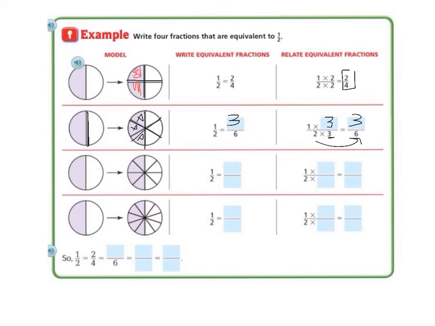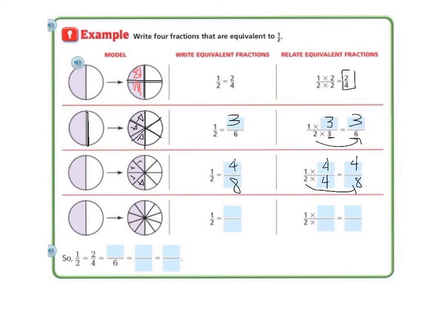Let's try this again with eighths. So I have 1/2 on the left and eighths on the right. I have 1, 2, 3, 4. 4/8. 1/2 is equal to 4/8. Let's find out what we multiplied by to get 4/8. In order to get from 2 to 8, 2 times 4 is 8. And if I multiply the bottom by 4, I have to multiply the top by 4. So 1 times 4 is 4. So I get the fraction 4/8.